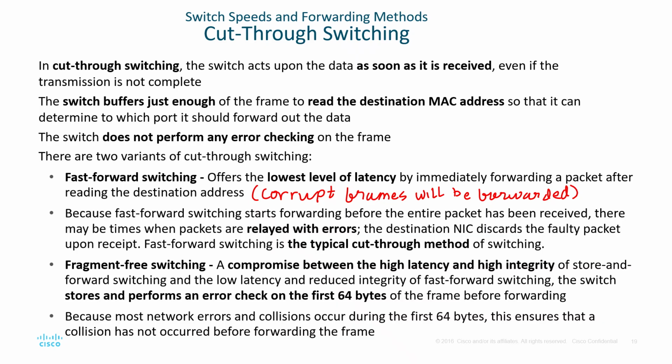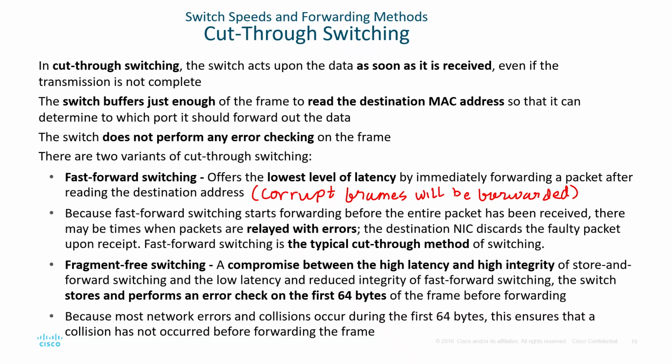So again, because fast-forward switching starts forwarding before the entire packet has been received, there may be times when packets are relayed with errors. The destination NIC, again, would do what? It would do that CRC value check. So they're still going to be dropped at the destination because of that FCS field with the CRC value in it. Fast-forward switching is the typical cut-through method of switching.